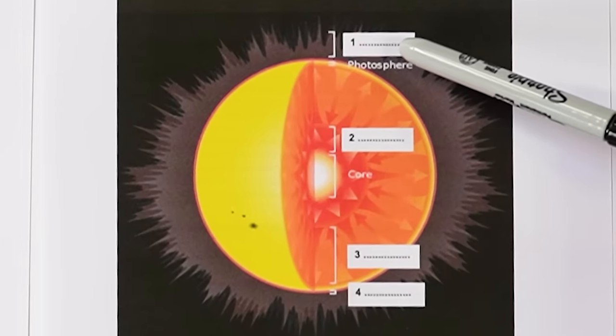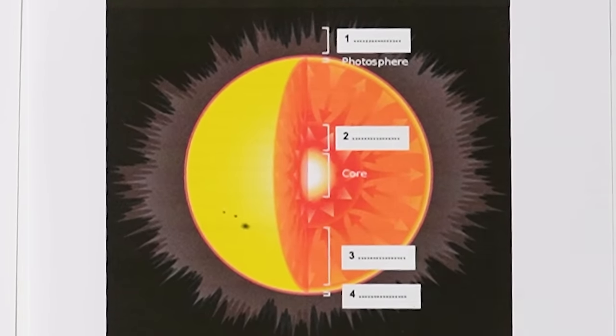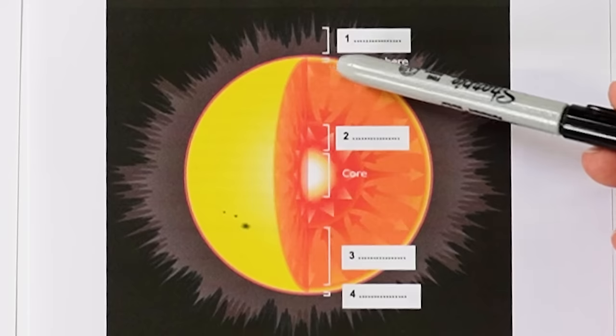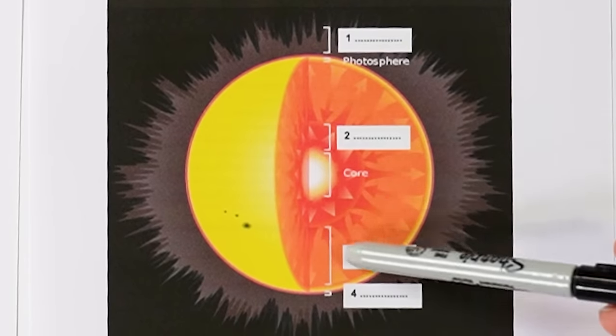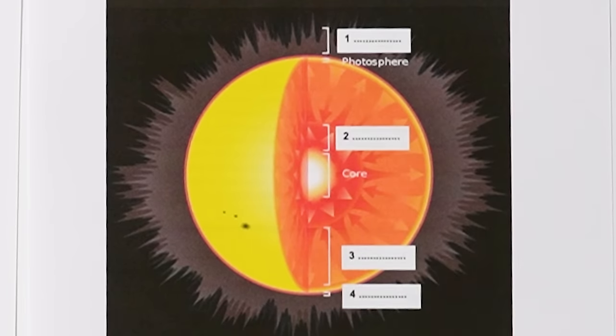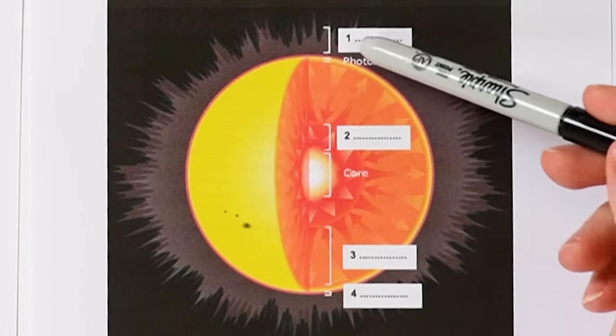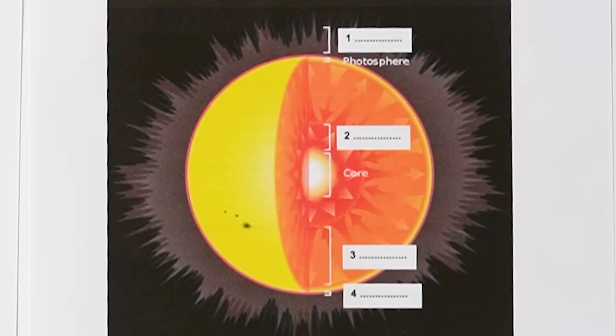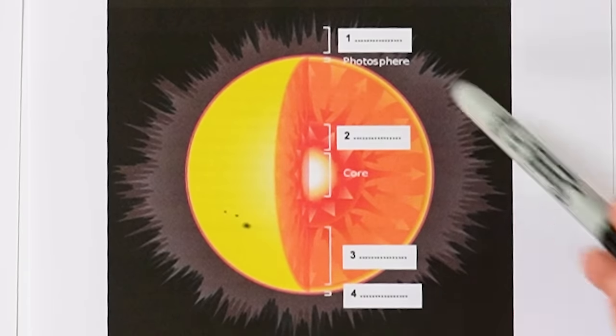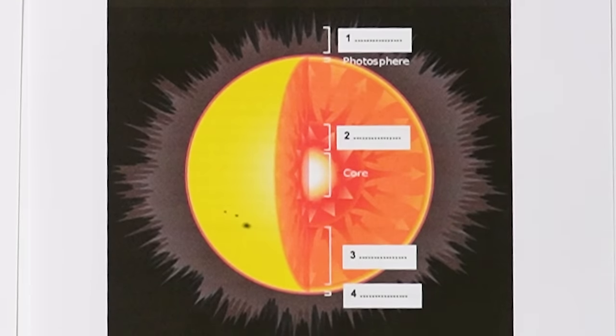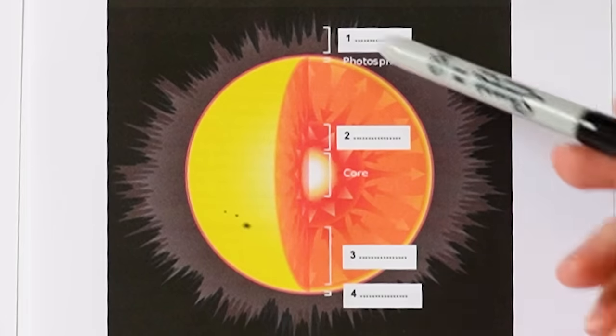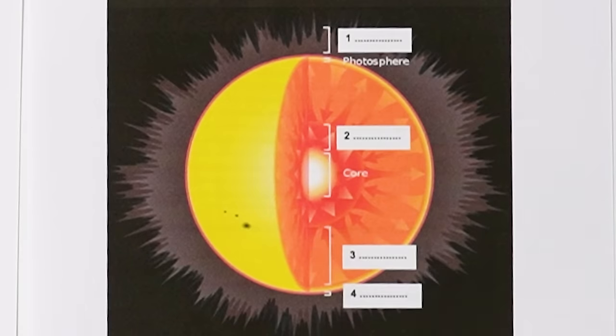So it looks like we have 1, 2, 3, 4, 5 layers here. So we've got this layer here, the core, this layer here, and this layer here. What I've also noticed is that one is slightly below the surface, below this kind of pink line, and four is the pink line right at the surface. So I need to look for things that are differentiating these different layers. So the pink surrounding layer and the one just below it.